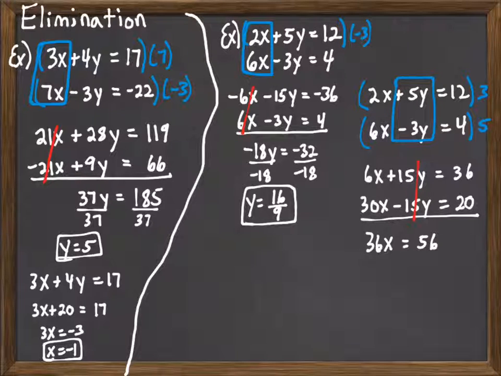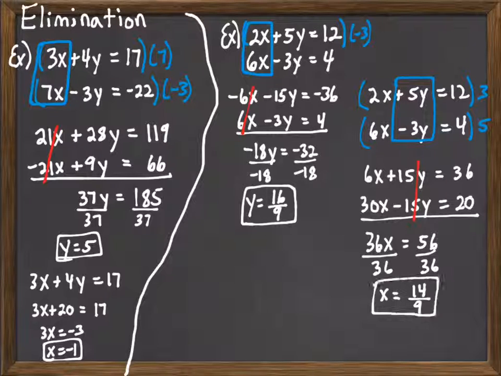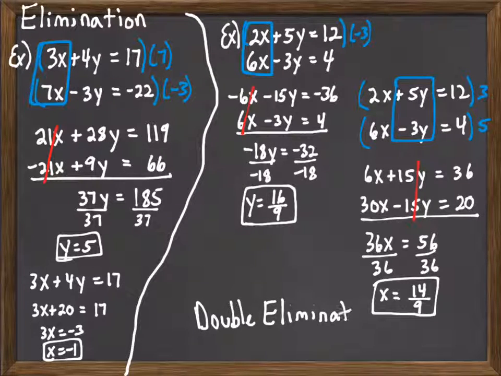We get 36x equals 56. We can then divide both sides by 36 and simplify, we get x equals 14 over 9 when you do your reducing. And so this is another option. You can actually use this every time if you want to. It's particularly helpful when you get fractional answers. And that is to use the elimination method a second time, or as I like to call it, because it sounds kind of cool to me, we use double elimination.